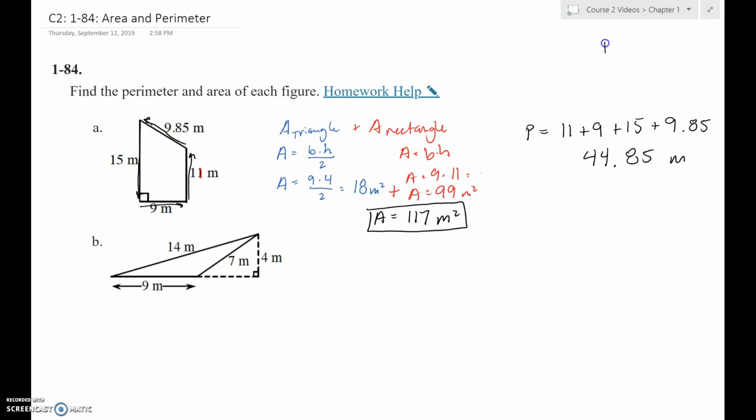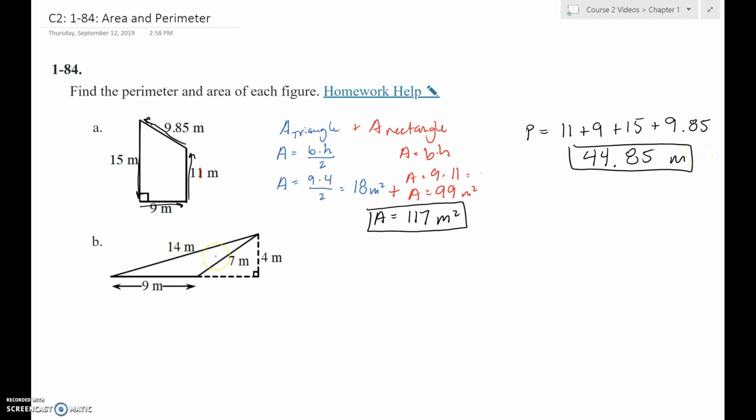Let me just check. So 11, 9, 15, and 9. Yeah. All right. So that's our perimeter for that trapezoid here. So area, 117 meters squared, perimeter, 44 and 85/100ths meters, not meters squared.